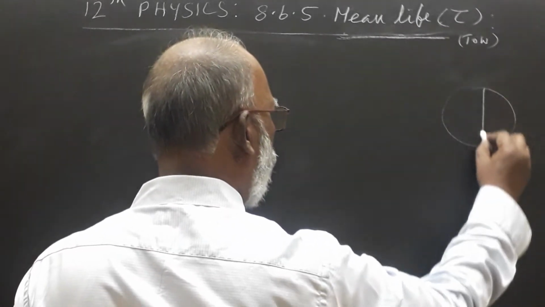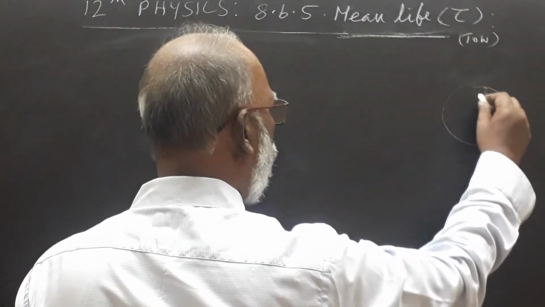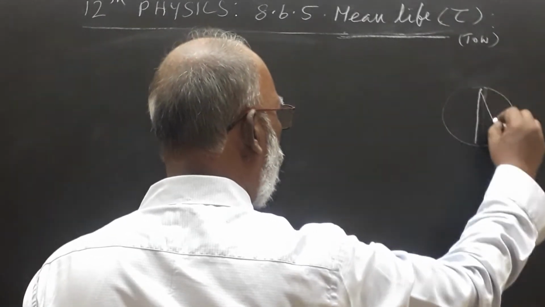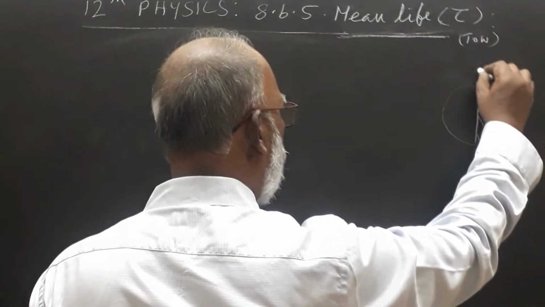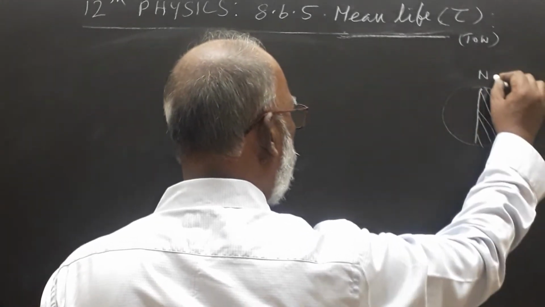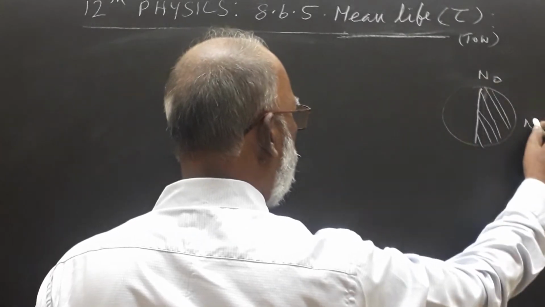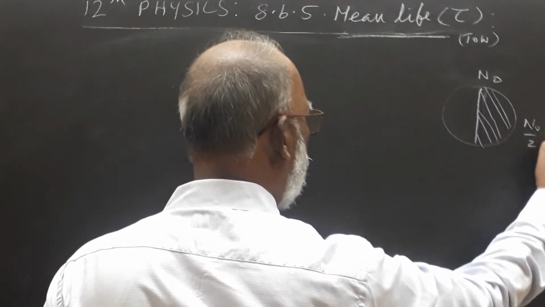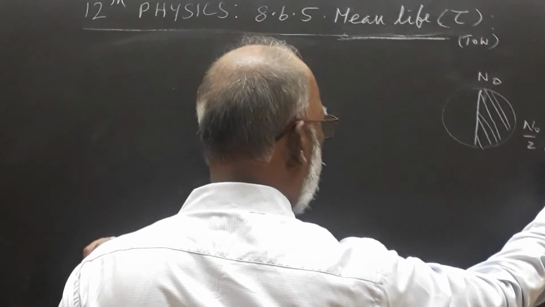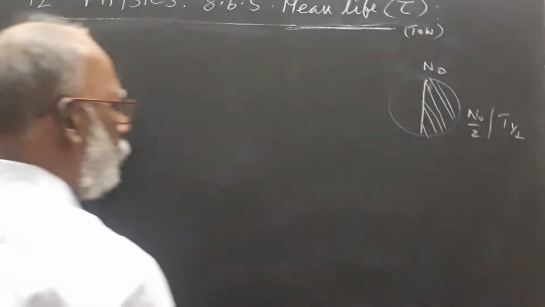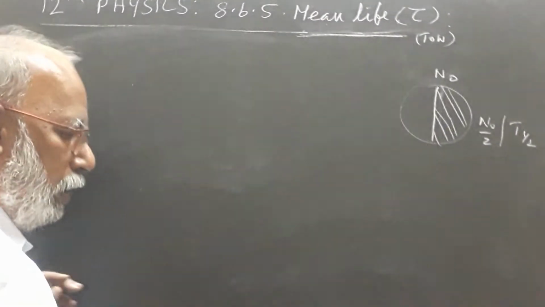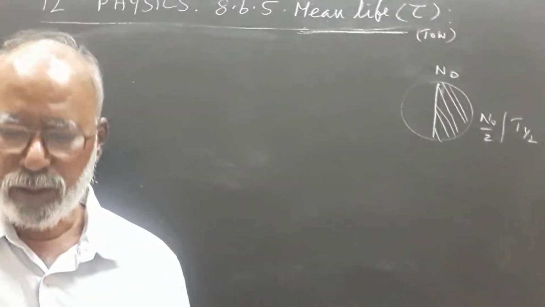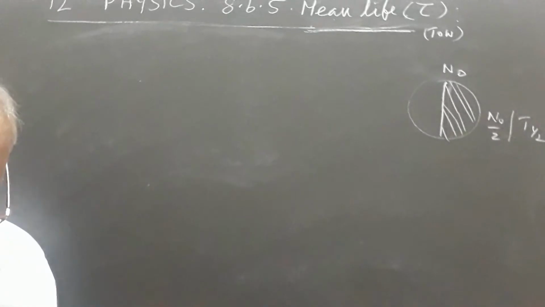The time required for the total number to decay to half, suppose when the total is N naught, then N naught by 2, the time taken for this is called the half life period. So how can we explain the mean life? Mean life is entirely different from half life.